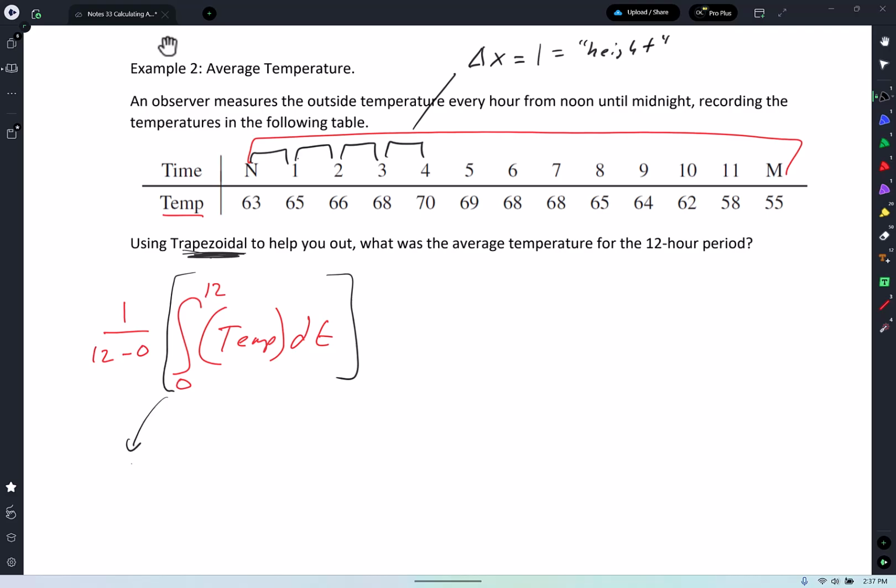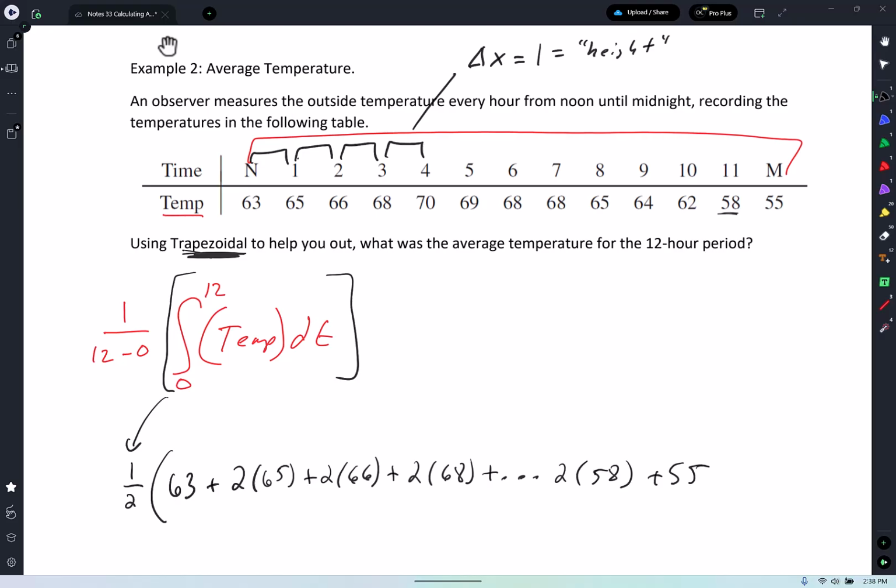So I'm going to write 1 over 2, giant parenthesis, 63 plus 2 times 65 plus 2 times 66 plus 2 times 68 plus, keep going, 2 times 58 plus 55, close. That's just that in black. Close parenthesis. There we go. Now I got it.